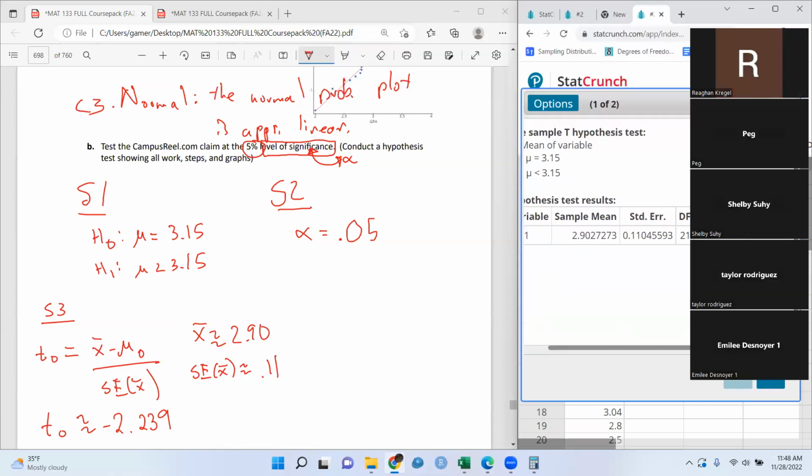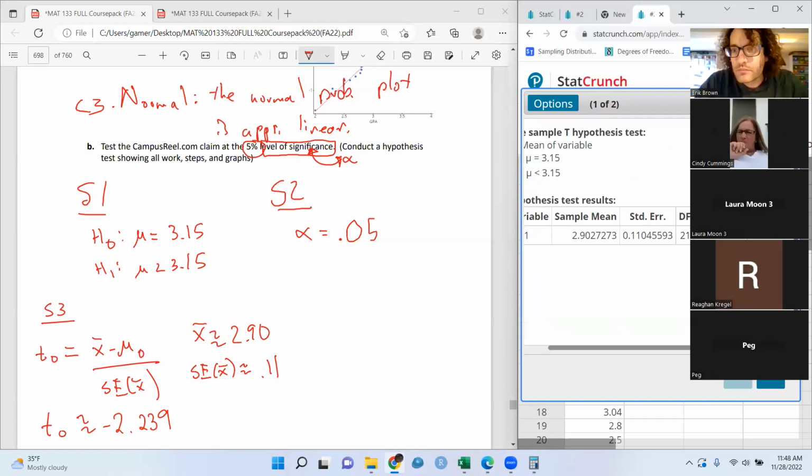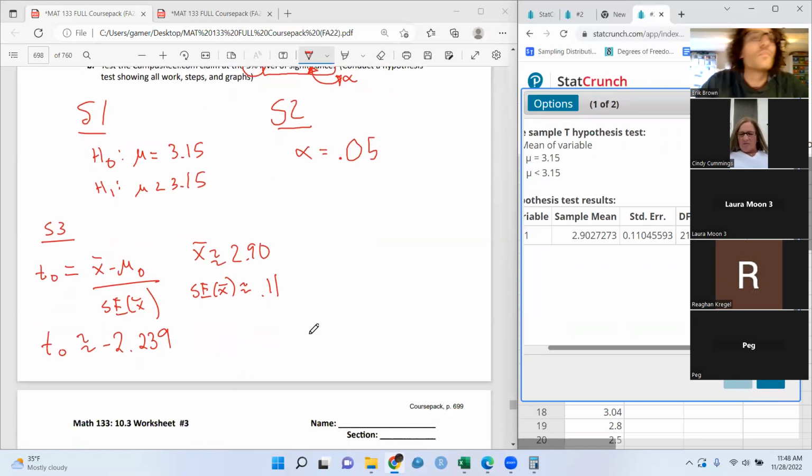Cindy, I missed what you said. Perfect. What I also have them do in step 3 is just write down what the p-value is, because they'll need it for step 4. While you're right there, just write down what your p-value is. Love it.